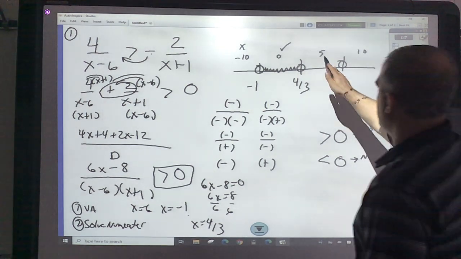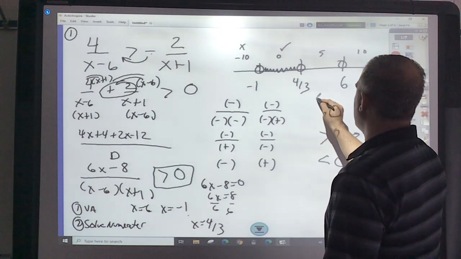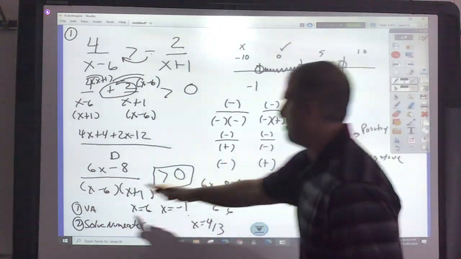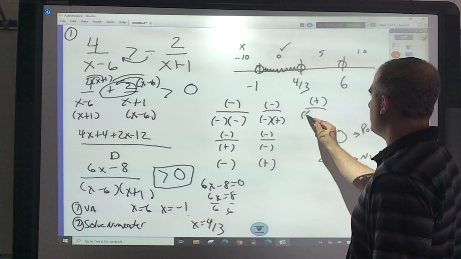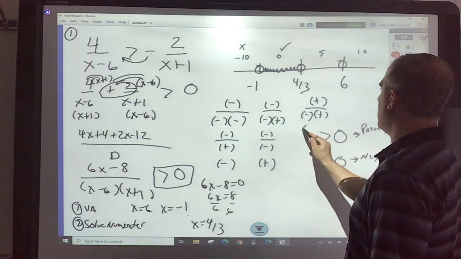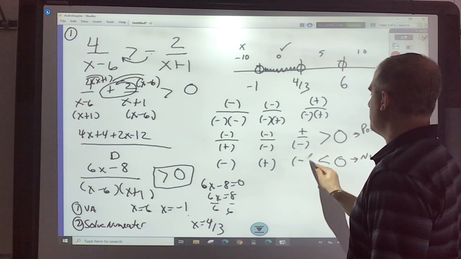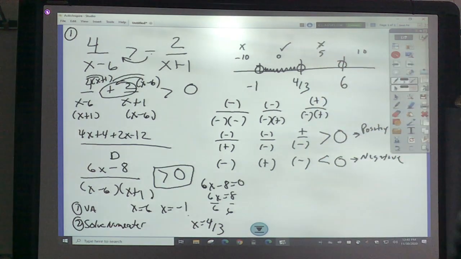Now let's put 5 in there. 6 times 5 is 30, which ends up being a positive number up top. If I put 5 in the x minus 6, that would be a negative. If I put 5 in the x plus 1, it would be a positive. A negative and a positive is a negative. A positive divided by a negative is a negative. So this one's no good. Let's go to this last one, for 10.